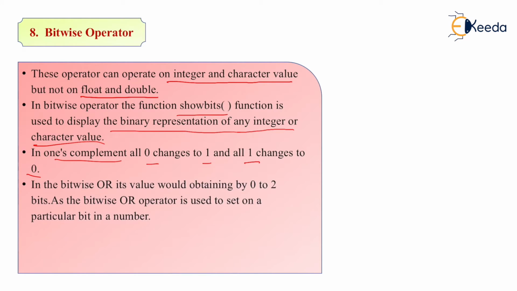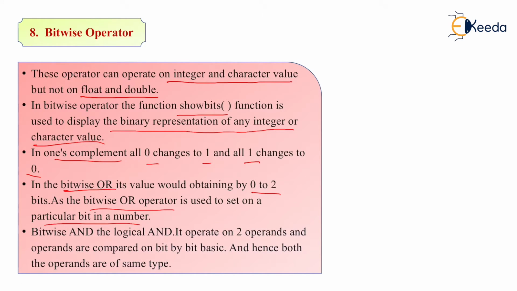Next, in bitwise OR, the value is obtained from the two bits, and the bitwise OR operator is used to set a particular bit in a number. For the bitwise AND, it operates on two operands, and the operands are compared bit by bit. Hence, both the operands are of the same type.